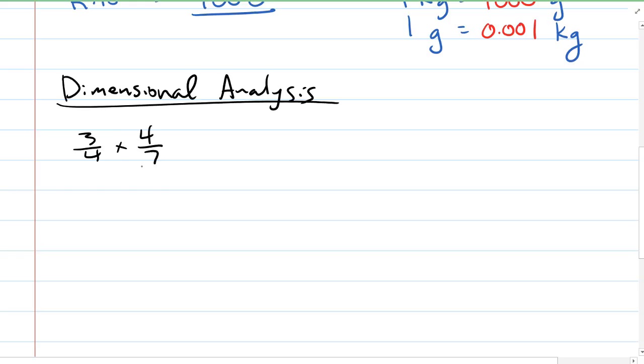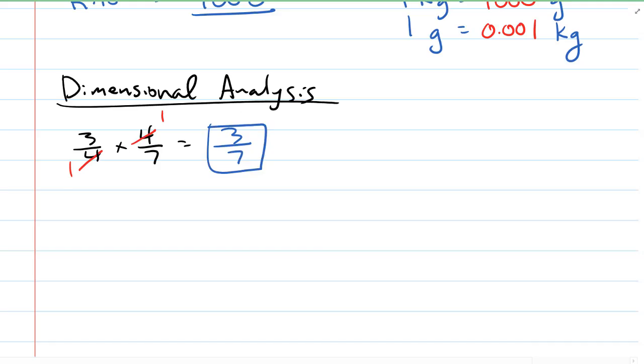So, for example, if we had something like 3/4 times 4/7, and we wanted to simplify this answer and make this calculation faster, what do we need to do here? Cancel out the 4s. Of course, they don't disappear. They reduce down to 1/1. We wind up with an answer of 3/7.